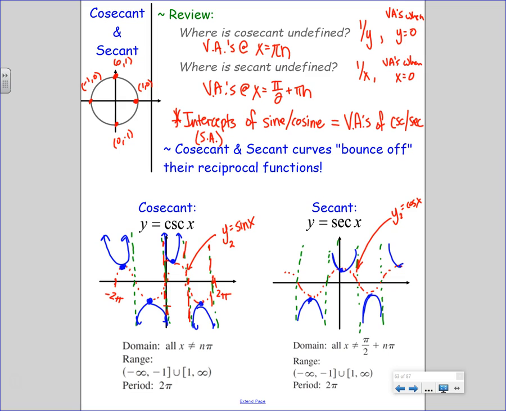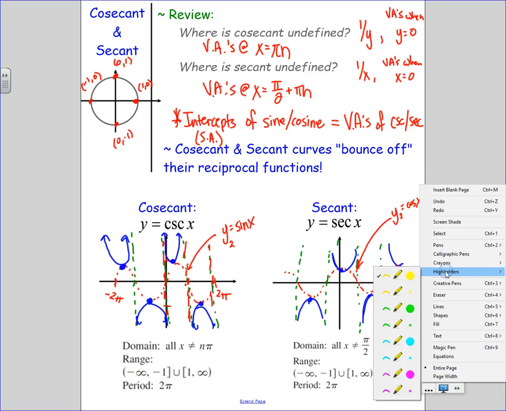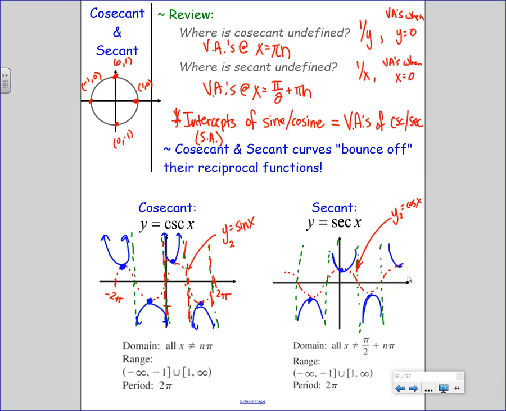All right. So if you're a highlighting person, for tangent and cotangent, we highlighted the vertical asymptotes, and then remember the poles are halfway in between, and then tangent is an optimistic person or cotangent is a pessimistic, unless someone gets flipped, reflected. For cosecants and secants, I would basically highlight two things. Bounce off. And the intercepts of sine and cosine are the vertical asymptotes of cosecant and secant.